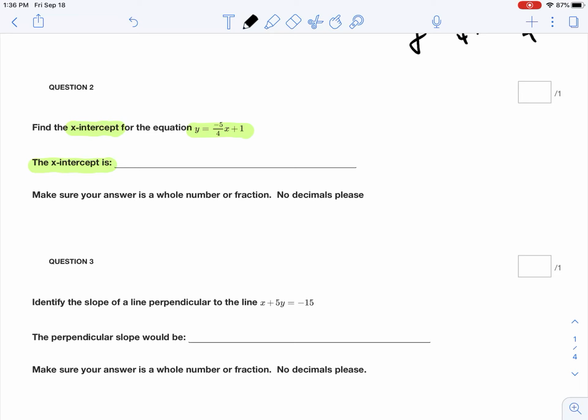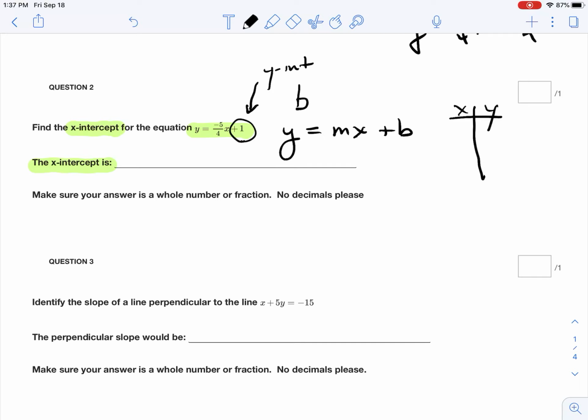I know that if I was being asked for the y-intercept, it is right there. That is my value for b, because this is in the nice form of y equals mx plus b, the slope-intercept form. But it's not in a form where you get the x-intercept really quickly. What you need to do is solve for it. We know that this number right here, 0, 1, is in fact the y-intercept.